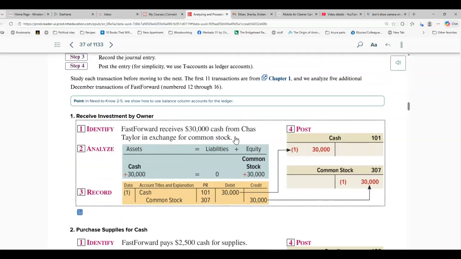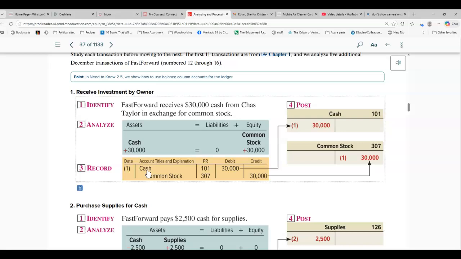Here we go. We received that $30,000 from Chaz Taylor in exchange for common stock. We analyze it. We realize that common stock is going up and also cash is going up. Liabilities aren't affected. We record it in the general journal, a debit to cash, $30,000, a credit to common stock for $30,000. We post the cash entry over here, and you notice we've identified that as transaction number 1, or the date, if there were really a date there.